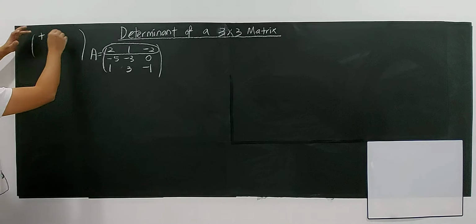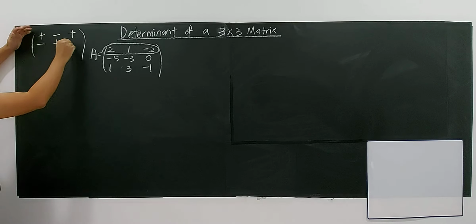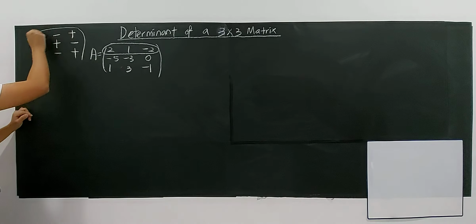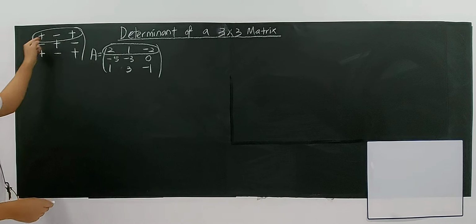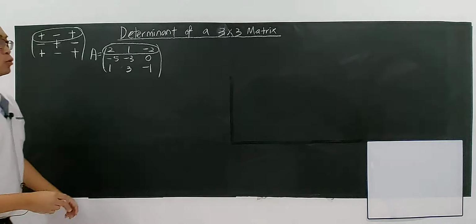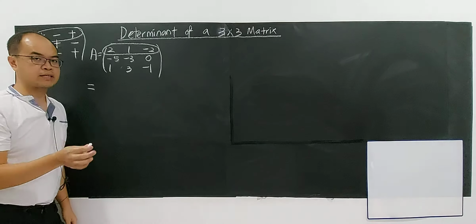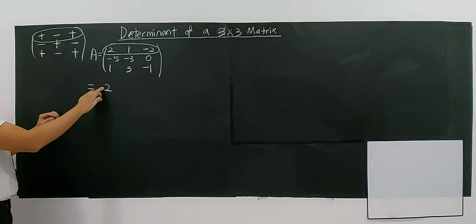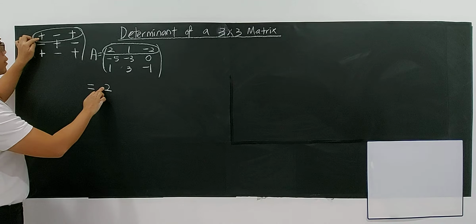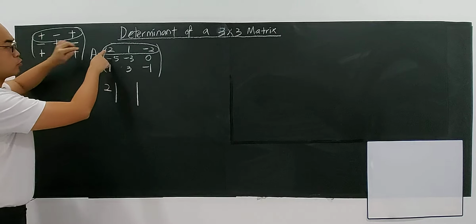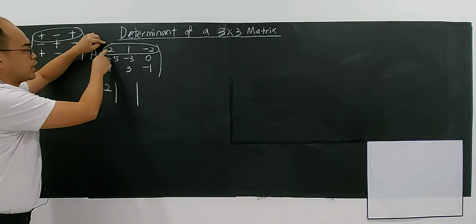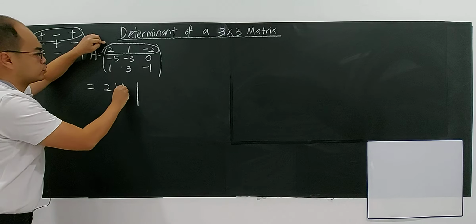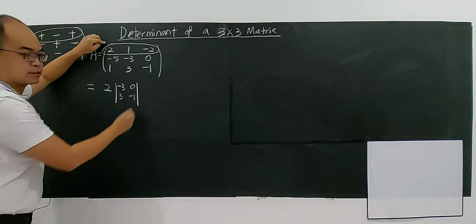You have to know positive, negative, positive for a cofactor matrix. Negative, positive, negative, positive, negative, positive. Since I use the first row, my target is the cofactors for this first row. See the pattern that I'm doing now. So 2, positive 2, then you put the minor of 2. What is the minor of 2? Delete the row and the column, and you have negative 3, 0, 3, negative 1.